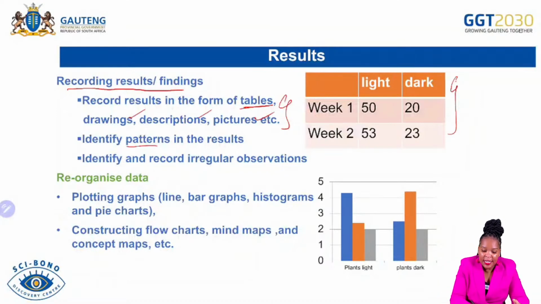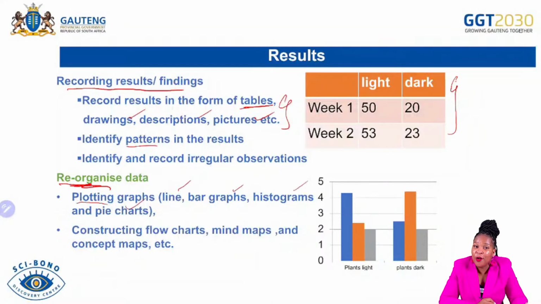Right, then that data needs to be reorganized. How are you going to reorganize the data? If you had a table, you can plot graphs. There are different types of graphs. Depending on the type of data you have, you can draw a line graph, you can draw a bar graph, a histogram, and a pie chart. And I hope that you do have the skills to draw all of these diagrams, because they are a necessity for your subject. Then you must also be able to construct a flow chart.